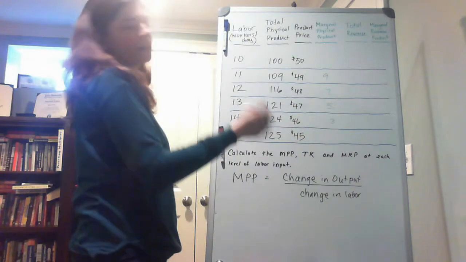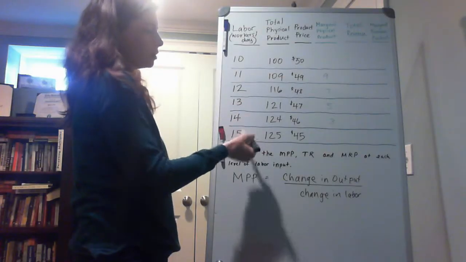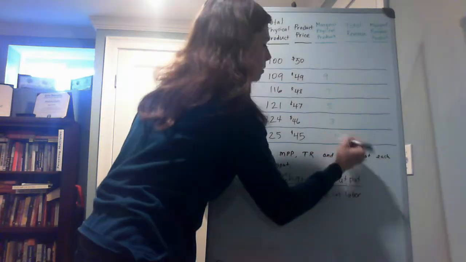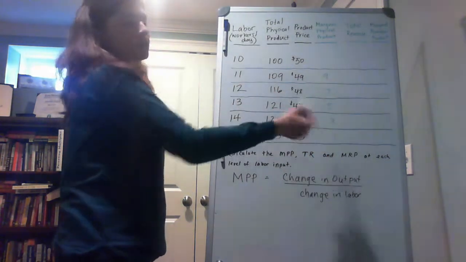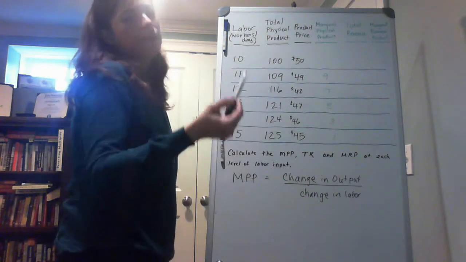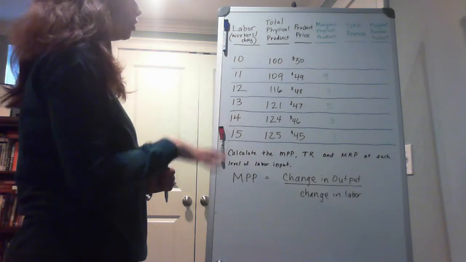You're just doing the math, subtracting one from the next and dividing by 1. We're only increasing by 1 worker. As you can see, each additional worker that you add isn't adding as much to the total, which is a concept we have been introduced to before. So that is our marginal physical product.